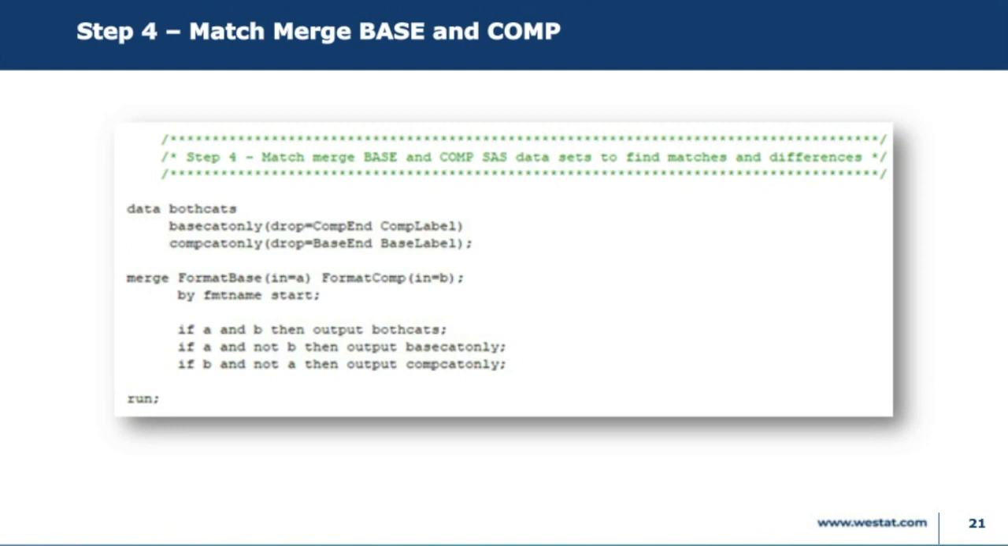Now, if A and B, meaning that we matched completely on format name and start, then we're going to write the entries out into both cats. If it's A and not B, meaning that it was only in the base catalog and not in the comp catalog, we're going to write the entry out to the base cat only SAS data set. And if it's B and not A, meaning that it was only in the comparison catalog and not in the base catalog, we're going to write it out to the comp cat only data set.